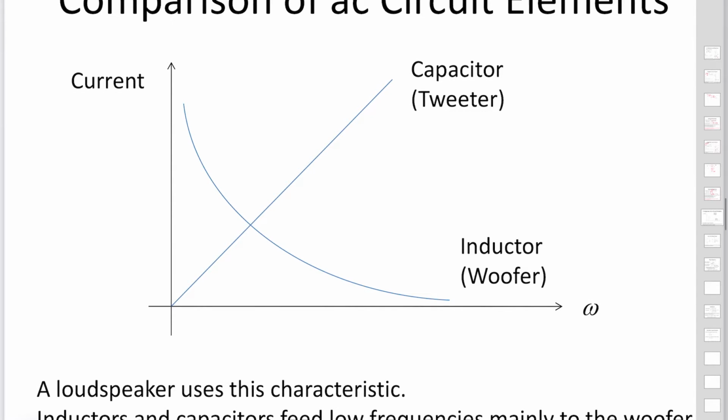Comparison of an AC circuit element. So we consider the capacitor and the inductors. For the capacitor, I is omega C times V sub C. For the inductor, the current I is expressed as V sub L over omega L. So with the increase in omega, the inductor current is decreasing, following these curves. The capacitor current is increasing with omega.